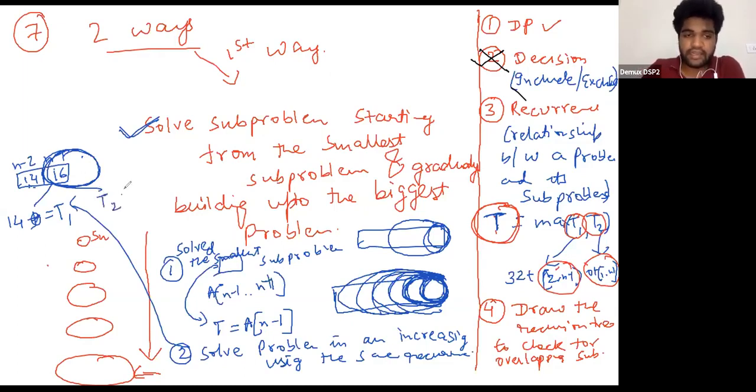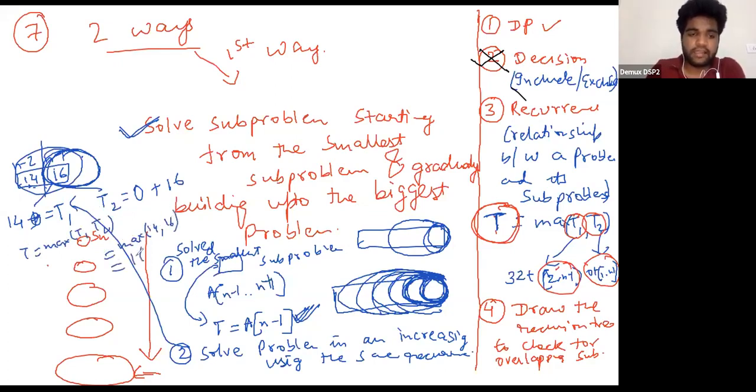So here you will say that T2, if I don't include 14, is basically 0 plus whatever is the solution for the subproblem of size 1. And I have already solved it, in the first step. And I know that this was 16. So now I know that for this problem, the answer is max of T1, T2. So this is max of 14 and 16, which is 16. So for this subproblem of size 2, my answer will be 16.